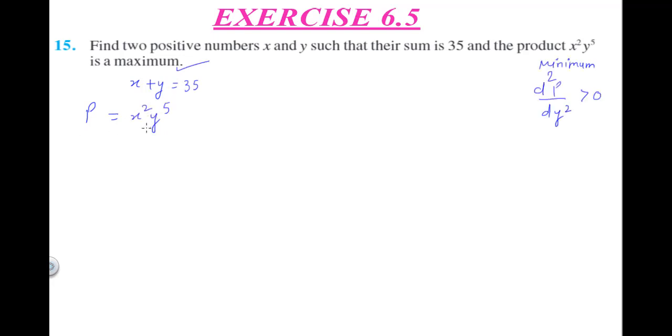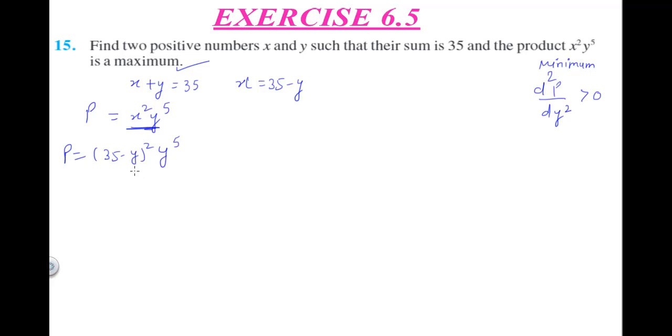First of all, we have to convert this in the form of one variable only. So let us calculate any value. Suppose I calculate y as equal to 35 minus x, or you calculate x as 35 minus y. Putting it here in the equation, we get (35 minus y) whole square into y to the power 5. Clear? Now we can use product rule in it to solve it.